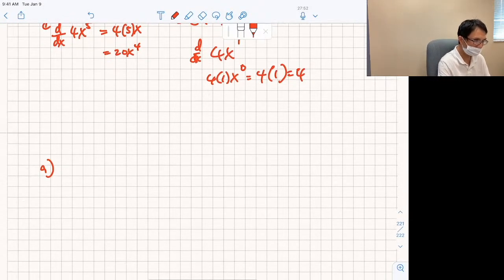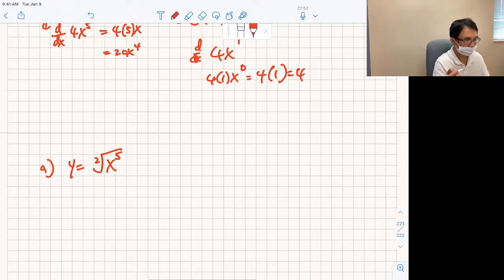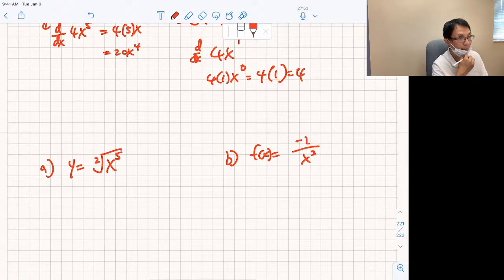So what if you have this case? If you have y equal to 2 times the square root of x to the fifth. Now, how about a second one? What if you have f of x equal to -2 over x to the 3? So how do I take a derivative in these situations? You have to rearrange the equation. Okay, so how do I rewrite this equation?